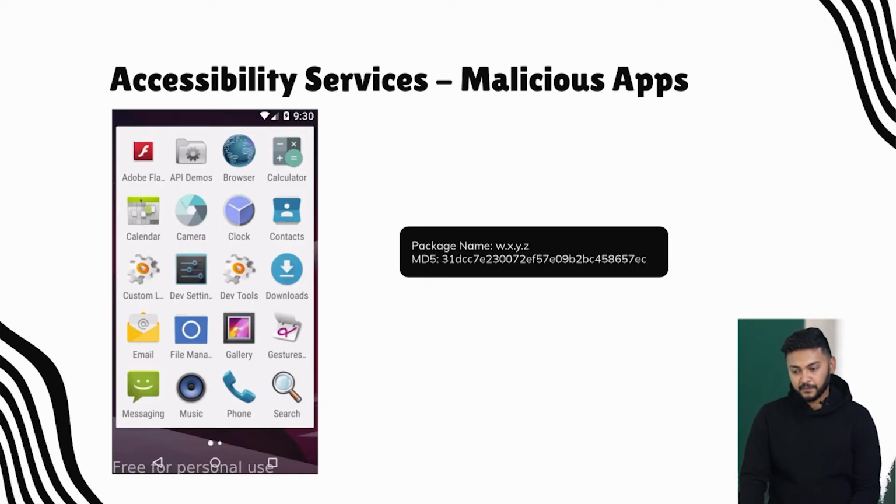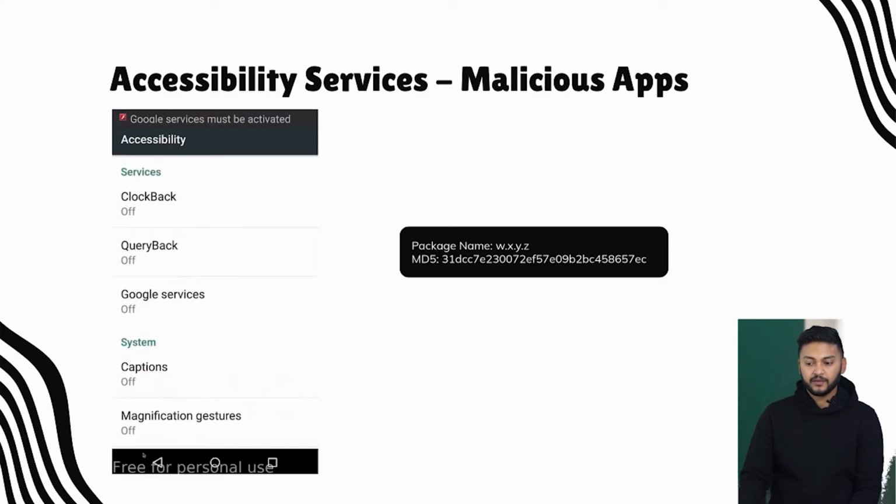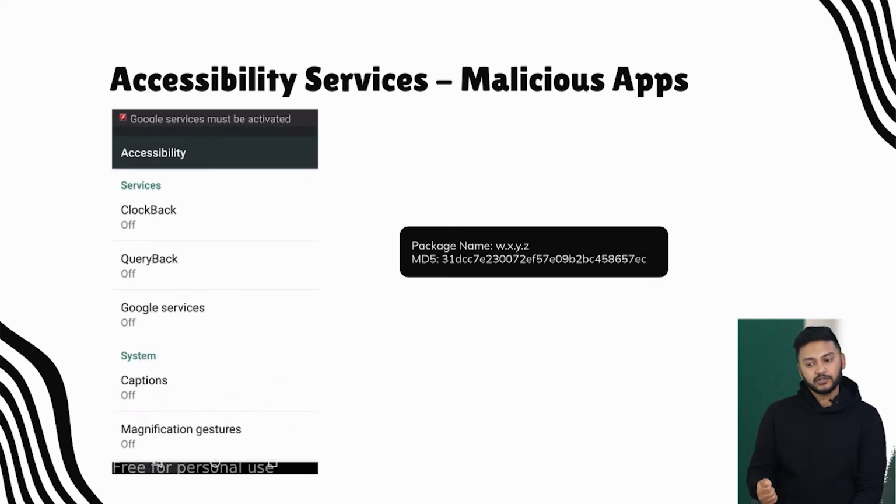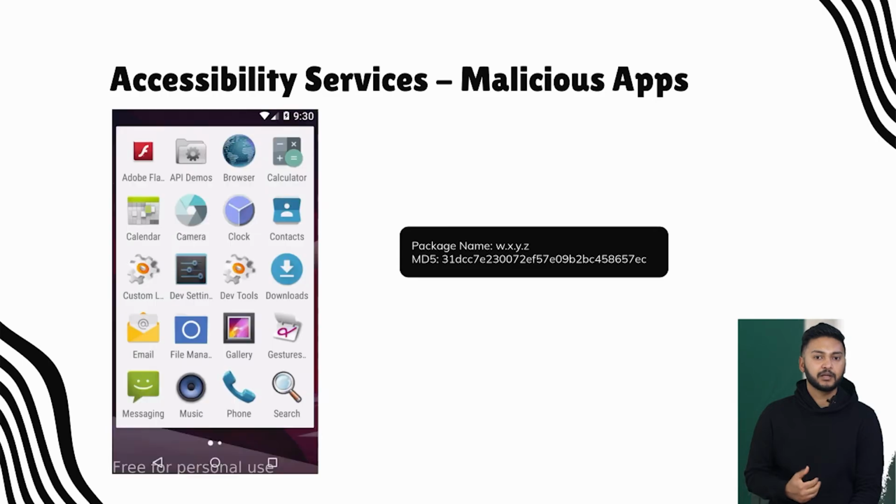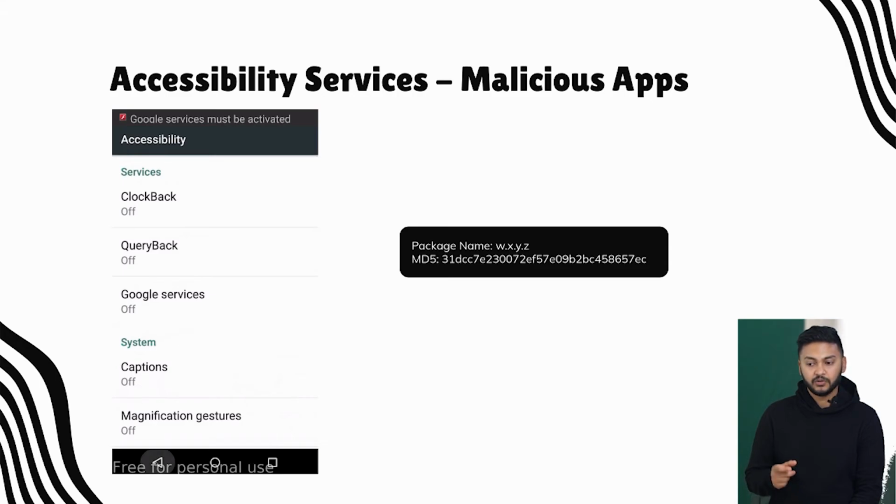So this is an example of where I'm clicking on the app called Adobe Flash. And when I click on this app, I see a notification on top that Google services must be activated. So in short, the malware is asking me to grant accessibility services permission. And it has created a malicious service called Google Services.